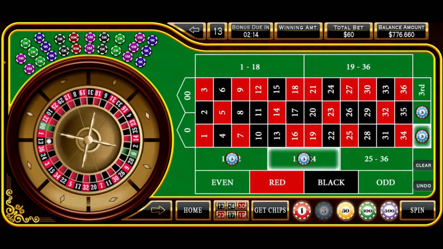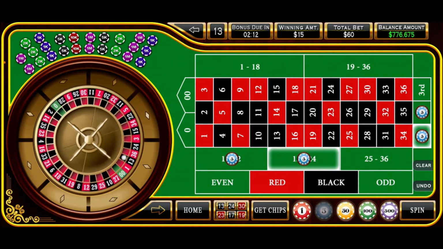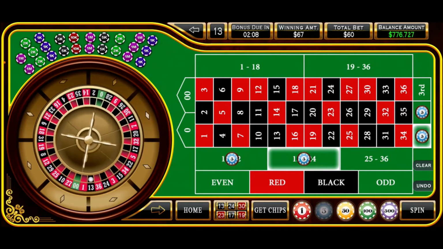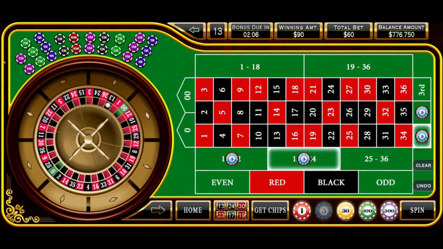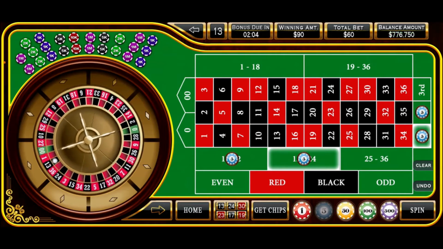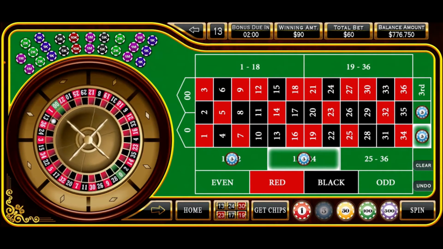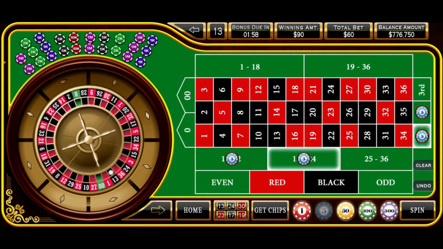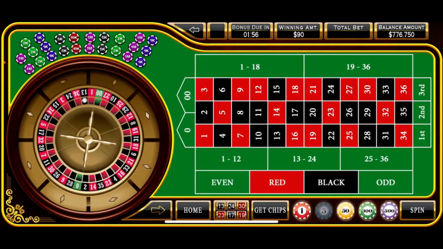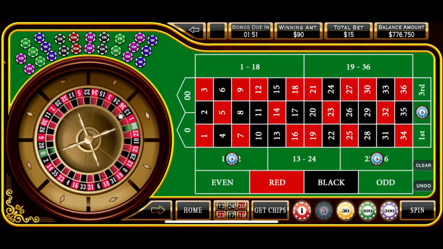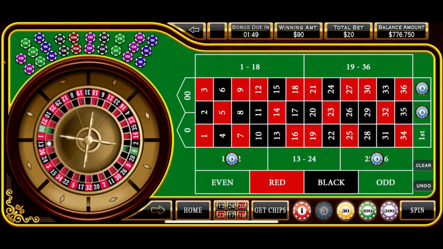Okay, there's 13 black, so that is a winner there. So we'll stay at the same level. So we're not quite at the session high again yet. Session high is 776,750, so actually we did meet it. So let's go back down to our base level, which will be 1 unit, and we'll take the first and third 12 on this one and the second and third column.